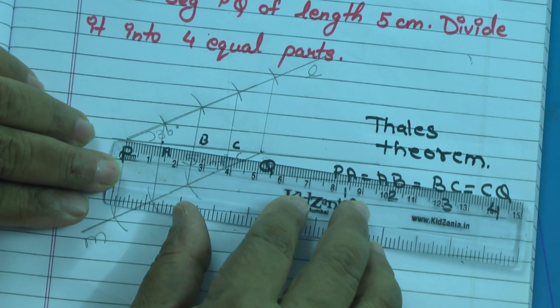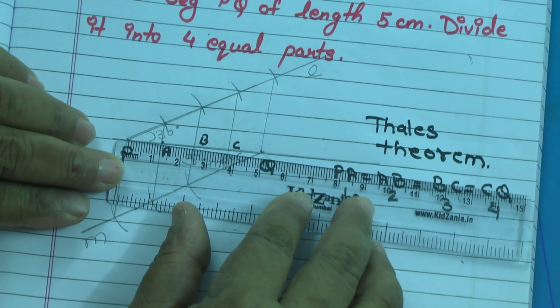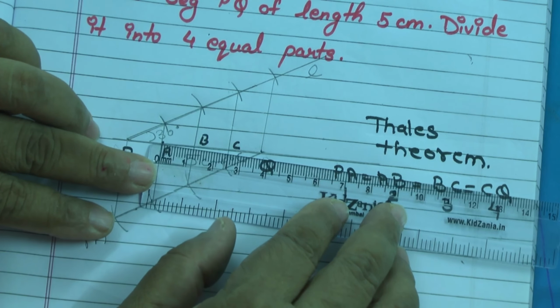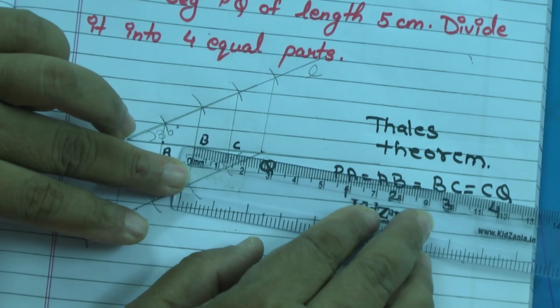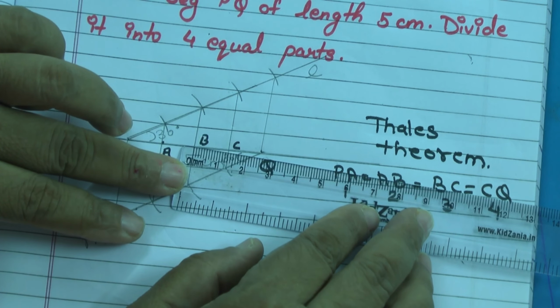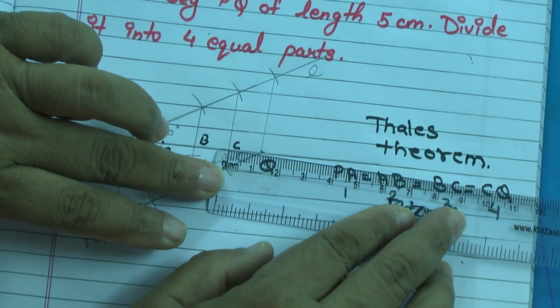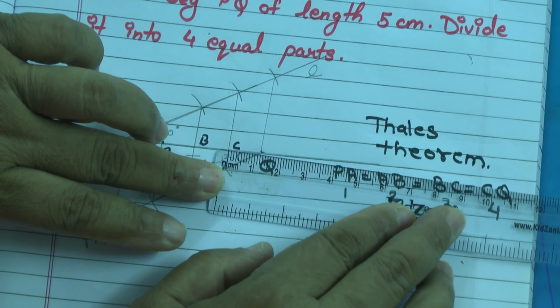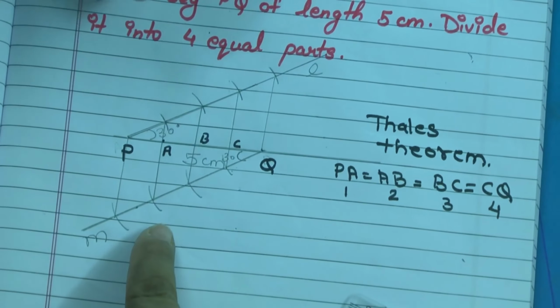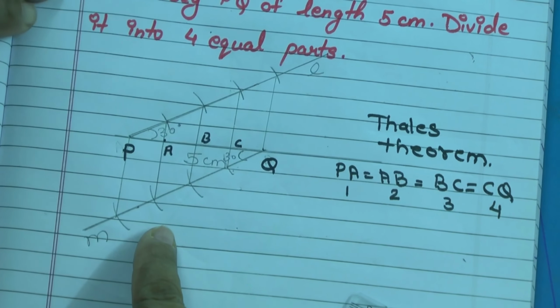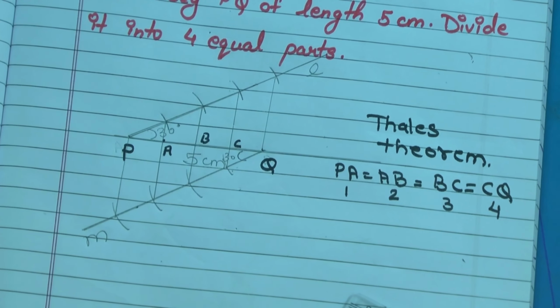If I measure, see, this is 1.2 and this is also 1.2. AB is also 1.2. I hope you can see, children. This is also 1.2 and this is also 1.2. So the 5 centimeter line segment we have divided into 4 equal parts.